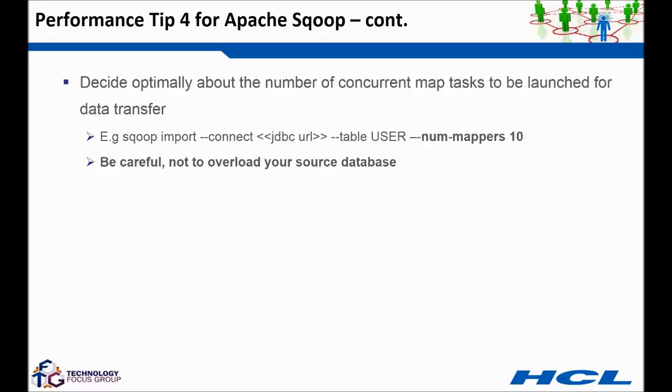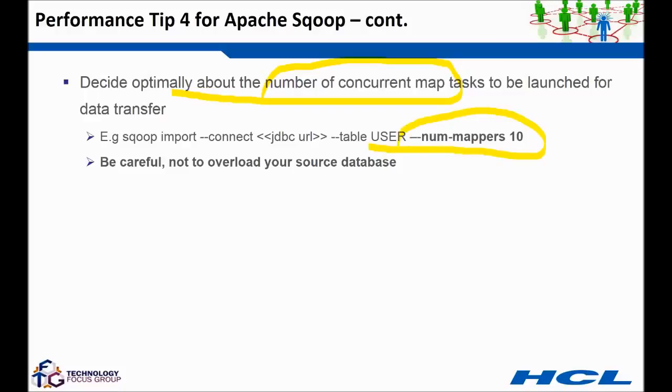Next, as I said in the beginning, Sqoop internally launches map jobs to pull the data in parallel. You can decide how many concurrent map jobs you want to be launched. By default it's 4, but you can change it using this parameter. But you have to be very careful. Suppose you change it to 10. Now 10 independent map jobs will be connecting to your database and start reading, if you are doing an import.